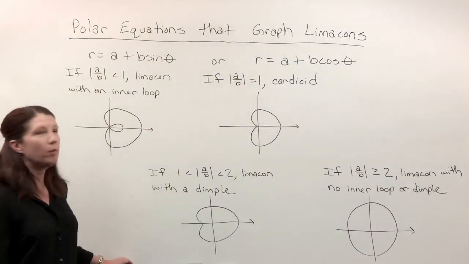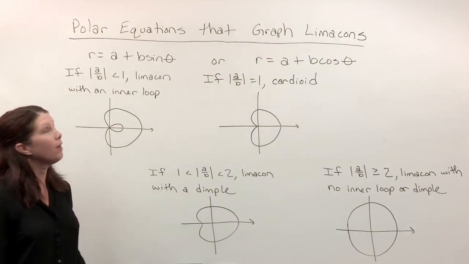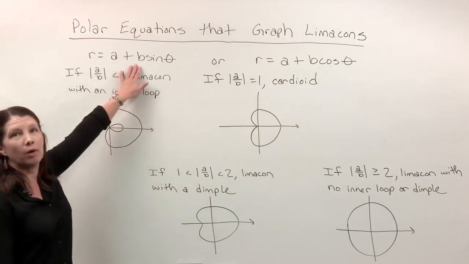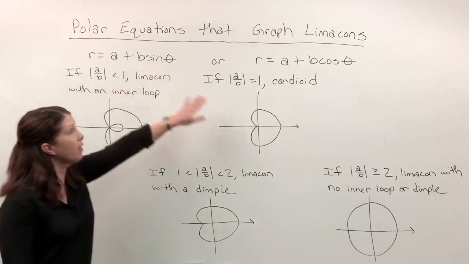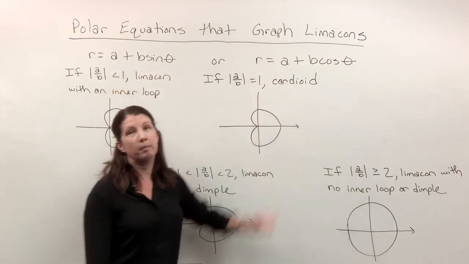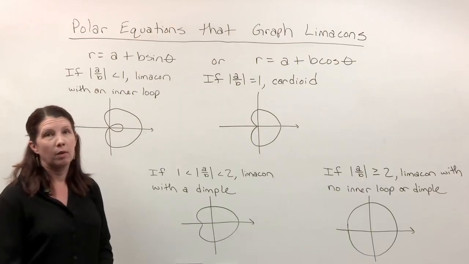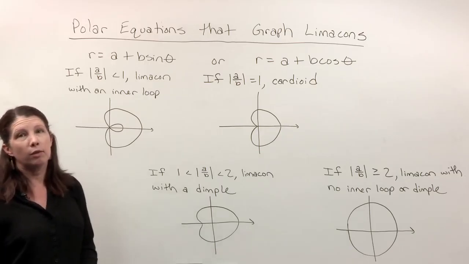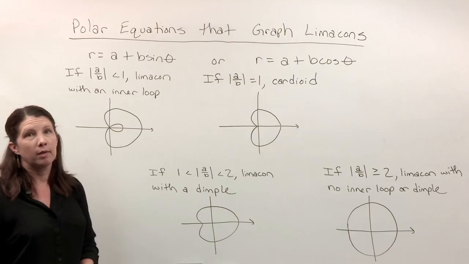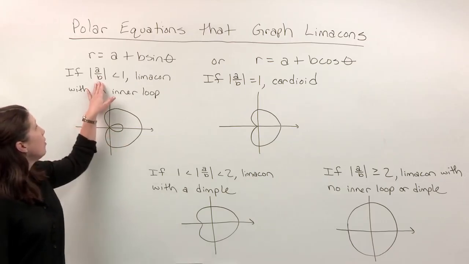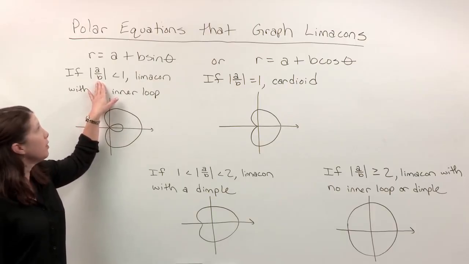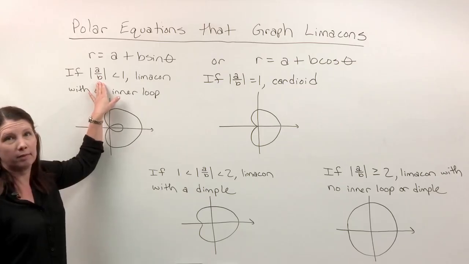The next type of graph that we're going to look at is the graph of a limacon. The equation will be in one of 2 forms, r equals a plus b sine theta, or r equals a plus b cosine theta. Once you've identified that the graph will be a limacon, you need to consider one of 4 cases by looking at the absolute value of a divided by b. The absolute value of this ratio will tell you a little bit more about the shape of the limacon.